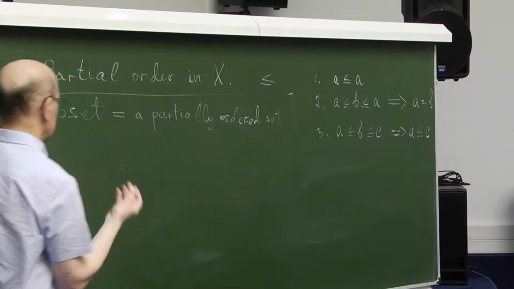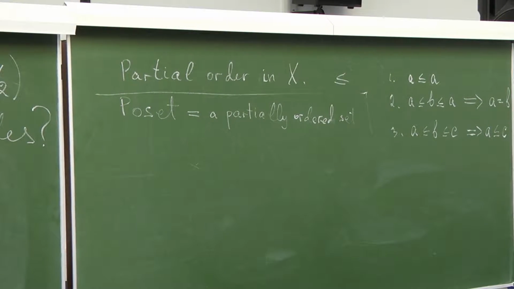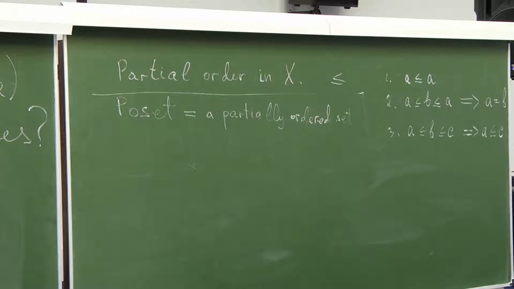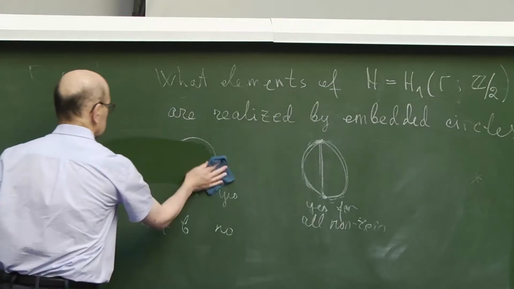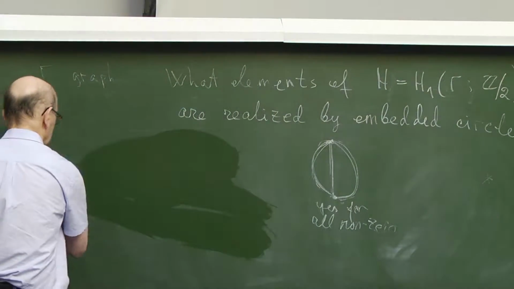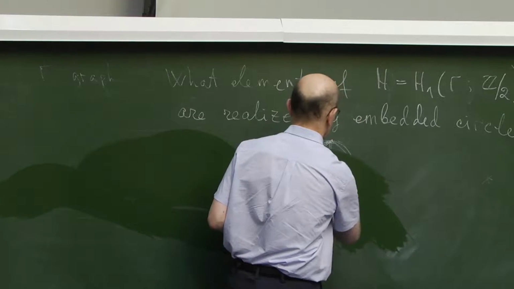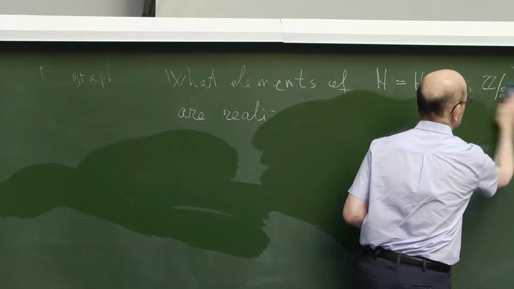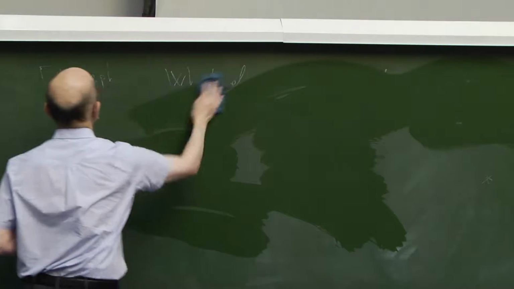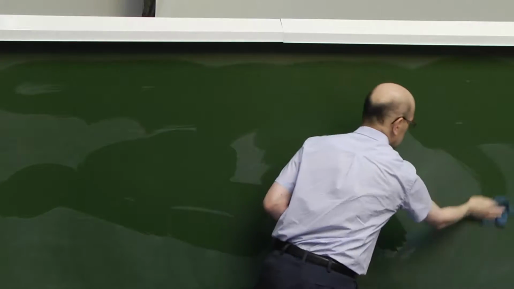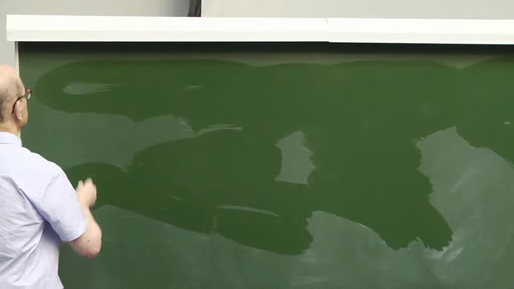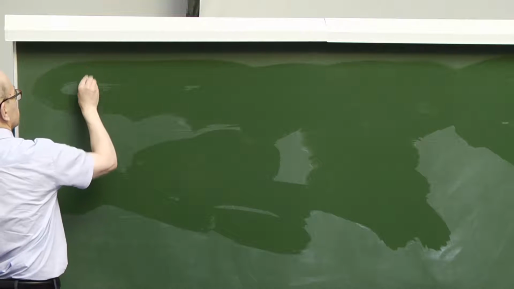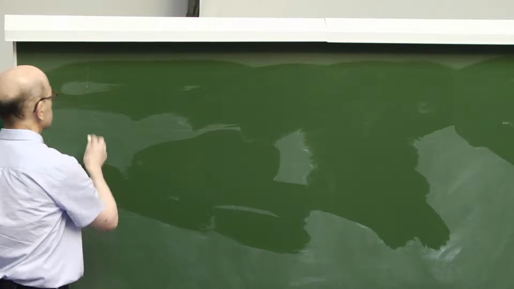A partially ordered set is a set with a fixed partial order. All right. Now I'm coming to something new. Motivated by this question, I want to consider so-called additive posets. So what is an additive poset?